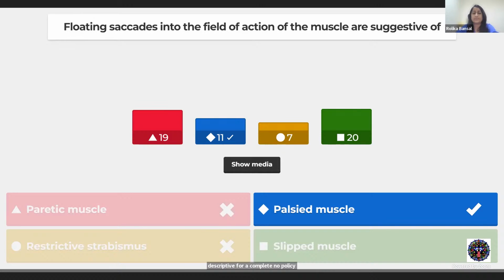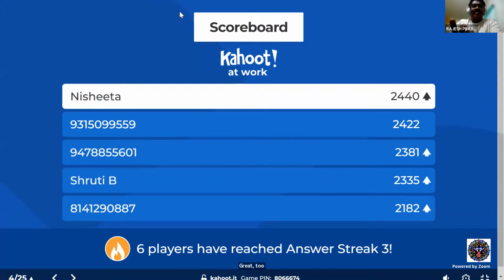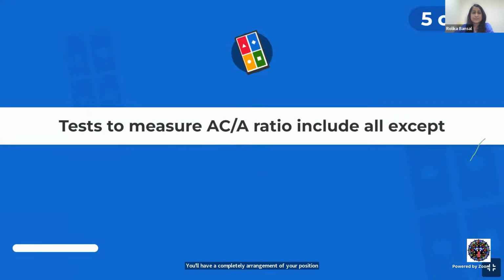Right, sir. There will be some rearrangement of the marks now, I think. Yes, right. There are new entrants into the top 4 now. So Nishita has... Please remember, 1 or 2 questions going wrong, you'll have a complete rearrangement of your position. So please be very careful before answering. Right. So moving on to the next question, sir.